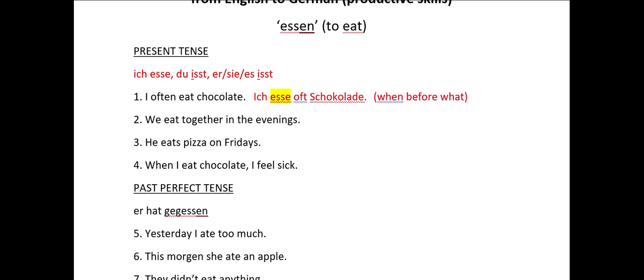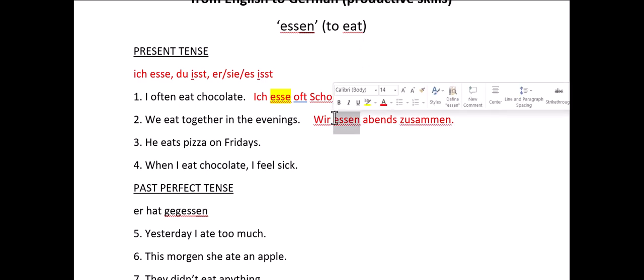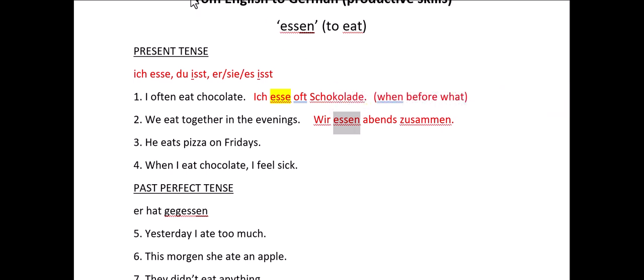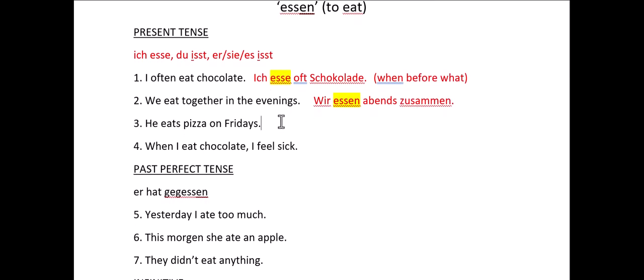Let's have a go at this. Wir essen abends zusammen. Now, again, we've got a slightly different word order here. We've got our en ending for essen, which we would sort of expect, and the verb's in second position, but we do have the when, again, before the other adverb. Here it's not when before what, because zusammen is not what, but it's when before another adverb telling us something else. Number three, he eats pizza on Fridays.